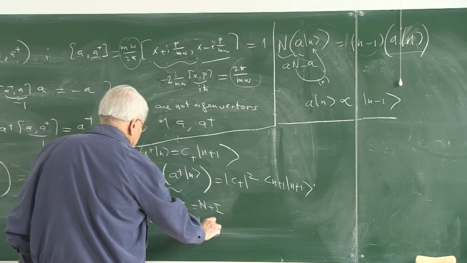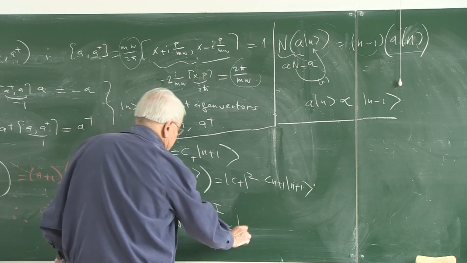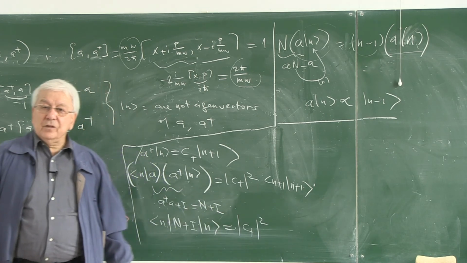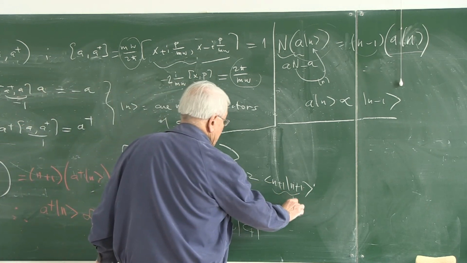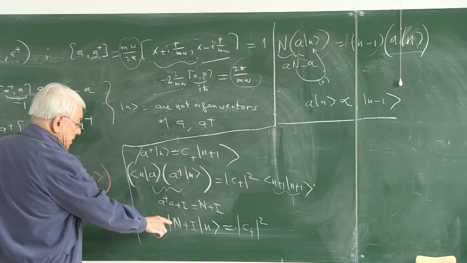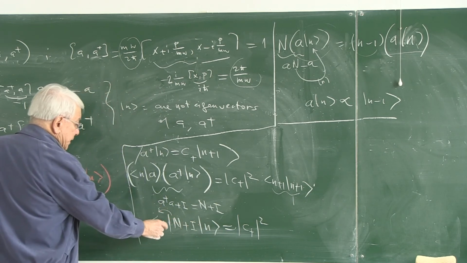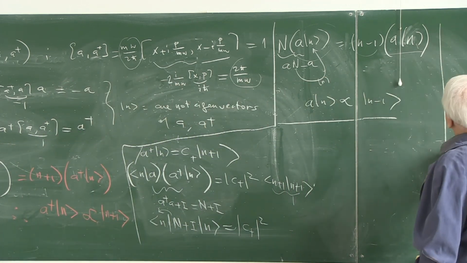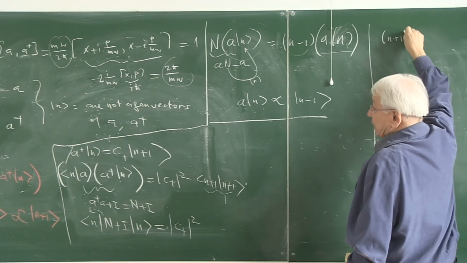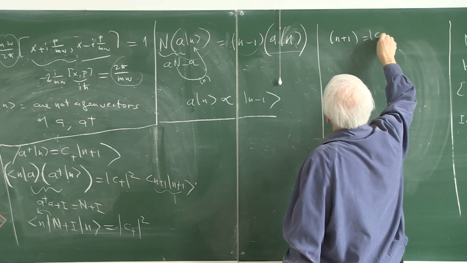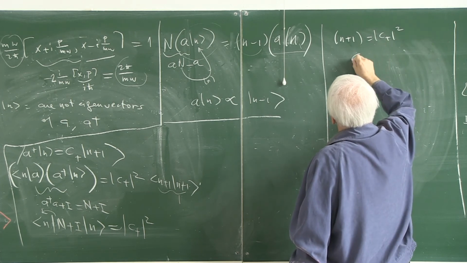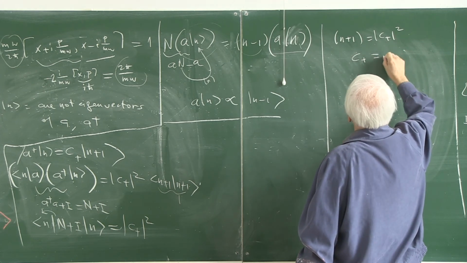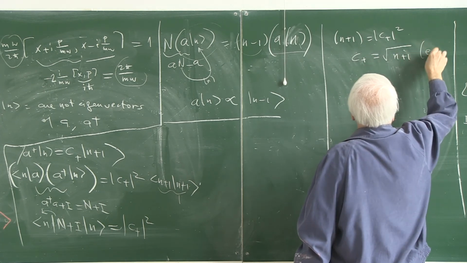Sandwiched between <n| and |n>. That's the left-hand side. And the right-hand side is C plus mod squared, normalized, so it is 1, this one. So what is this, the left-hand side? N Hermitian acts to the left and gives you little n, and then <n|n> is normalized. So what you get in there is n plus 1 on the left-hand side, and C plus mod squared on the right-hand side. So C plus mod is the square root of n plus 1. C plus, up to a phase, is the square root of n plus 1 times e to the i alpha.